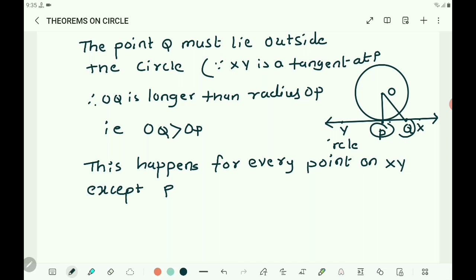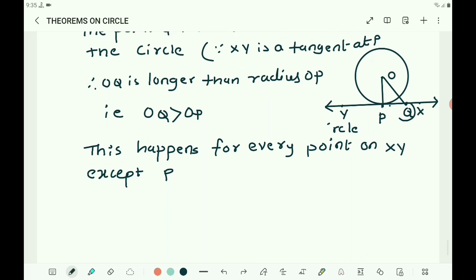Here P is a point on the circle and OP is a radius, and Q is outside the circle, therefore it is greater than OP. The outside point is joined to the center, so the line joining the center and the point outside the circle is always greater than the radius. So then OP is the shortest among all the lines that can be drawn from O to XY.